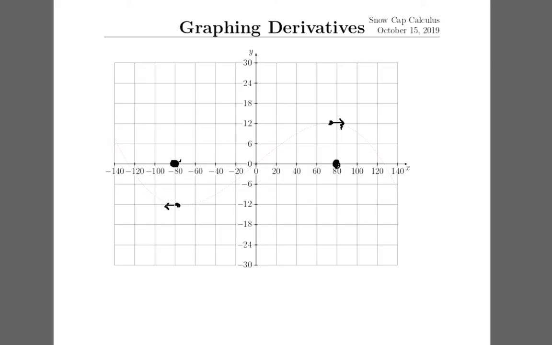So we know that the graph of f prime of x has to be 0 at negative 80 and positive 80, or around those points, just looking based off of a visual aid. And we know that anything less than this is going to be negative. So it should be coming upwards like this.